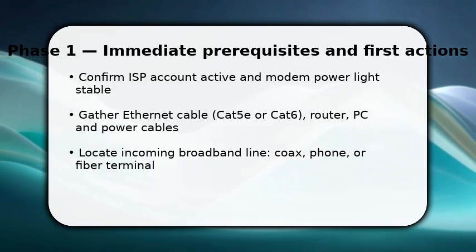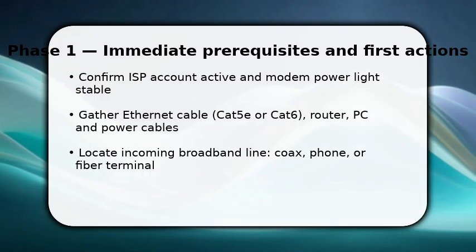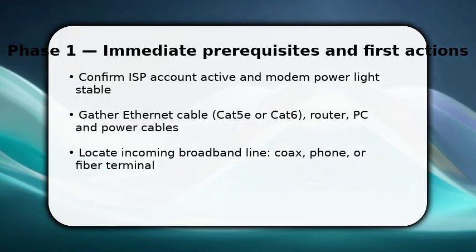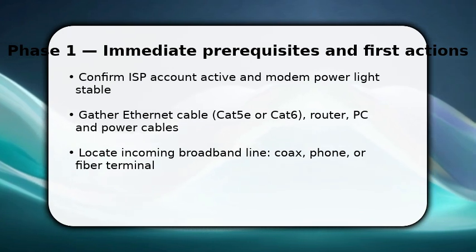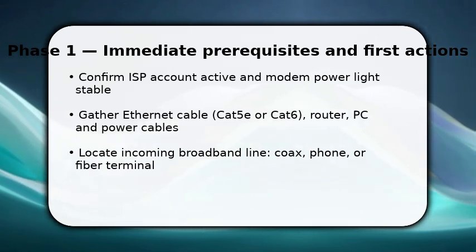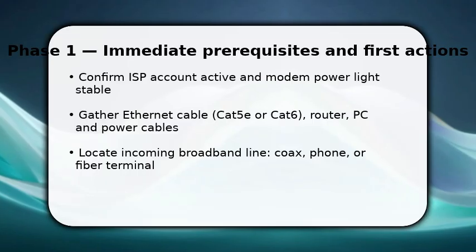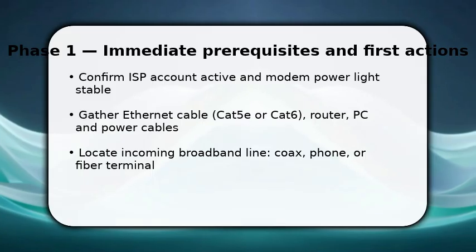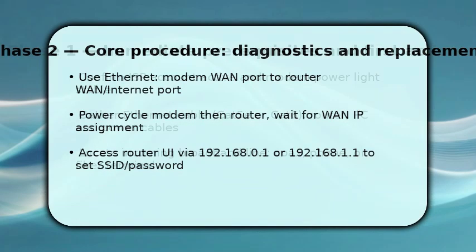Make sure you have an Ethernet cable on hand. This is the most reliable way to link the modem to a router or directly to your PC. Once the modem is online, connect an Ethernet cable from the modem to the router WAN or Internet port. Then power cycle both devices, modem first, router second, to allow a fresh DHCP lease.